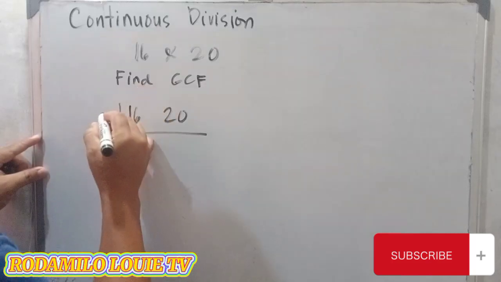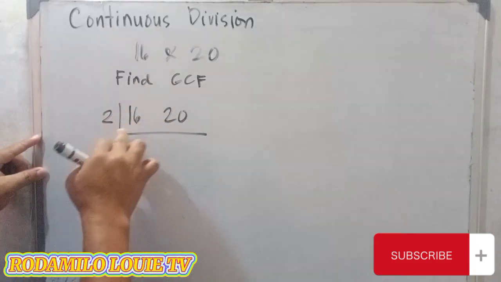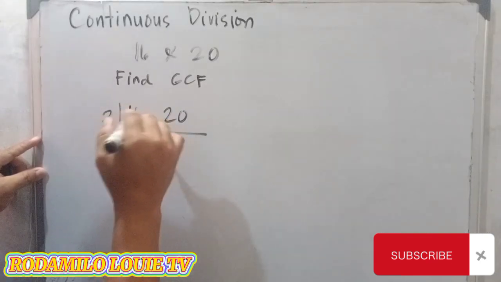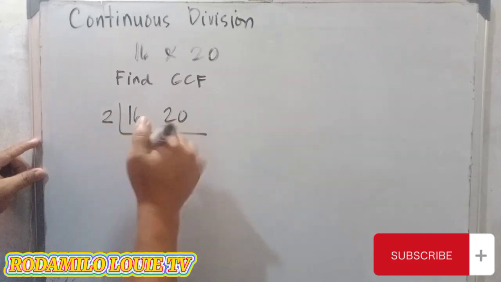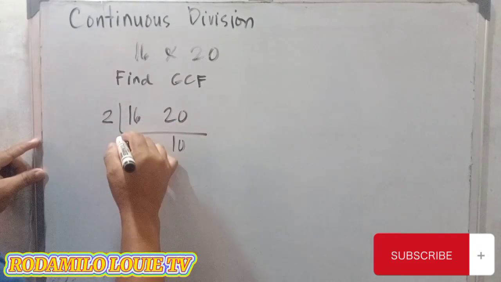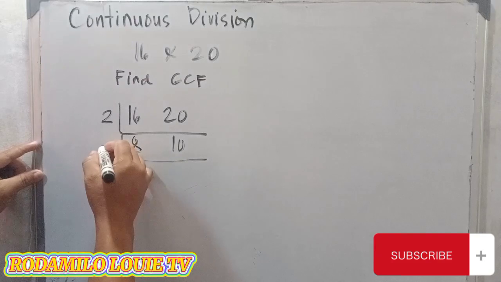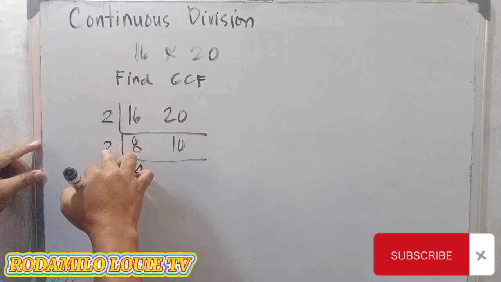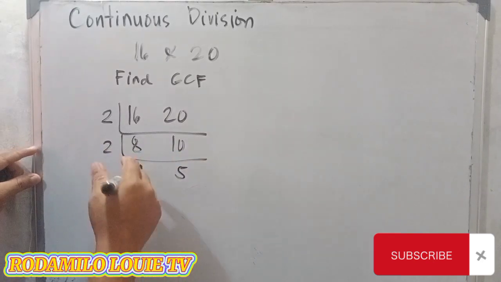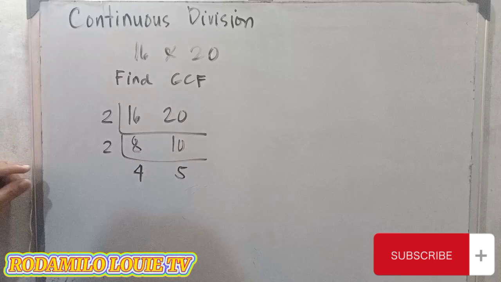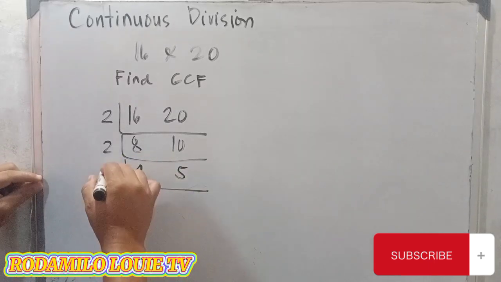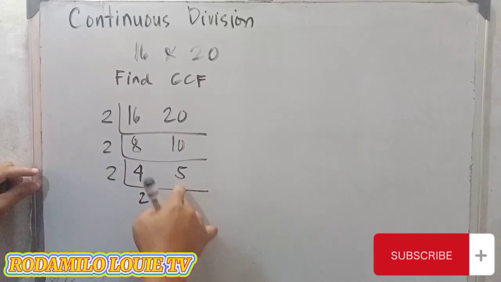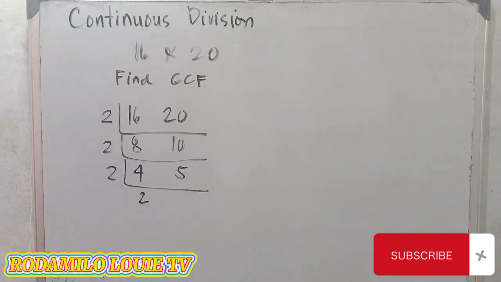So first is 2. 2 divide 16 is 8. 2 divide 20 is 10. Next, common sa ila ang 2 gihapon. 8 divide 2 is 4. 10 divide 2 is 5. So wala na common sa ila kay prime number na ang 5. So hindi na nimo i-divide sa 2 kay 5 man prime number.